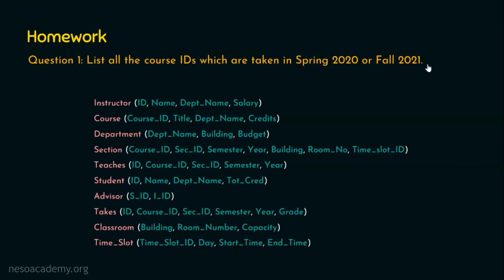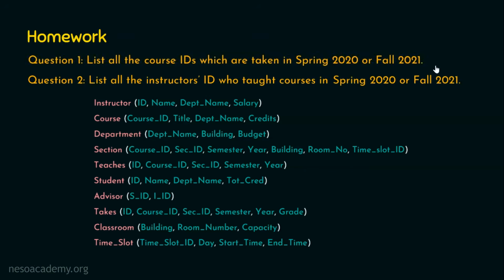fall 2021 semester. This is a pretty straightforward question because we are going to find all the course IDs which are taken in the spring semester of year 2020 or the fall semester of year 2021. We can easily answer question number 1 because it's a simple projection along with union. The only thing is we are required to find the right relation and the right attributes for the condition spring 2020 or fall 2021.